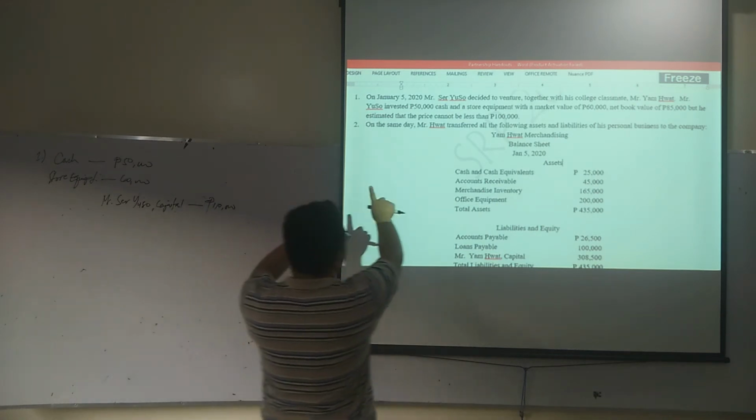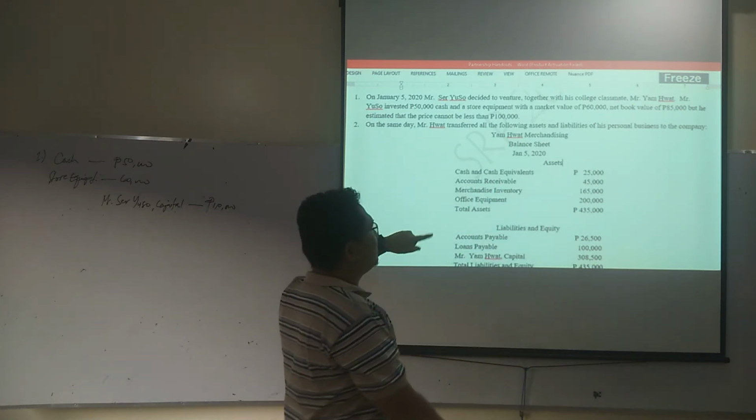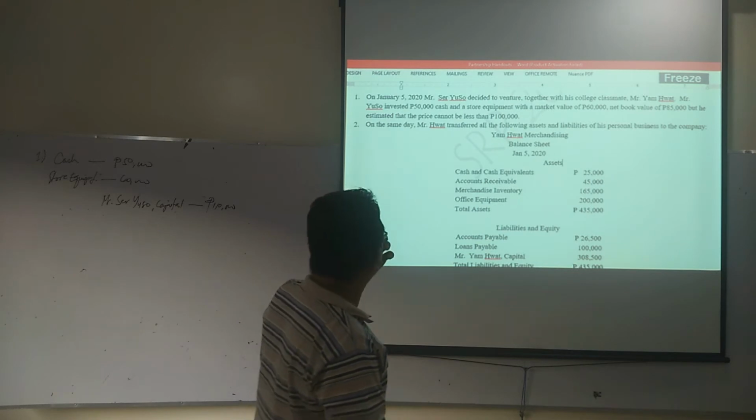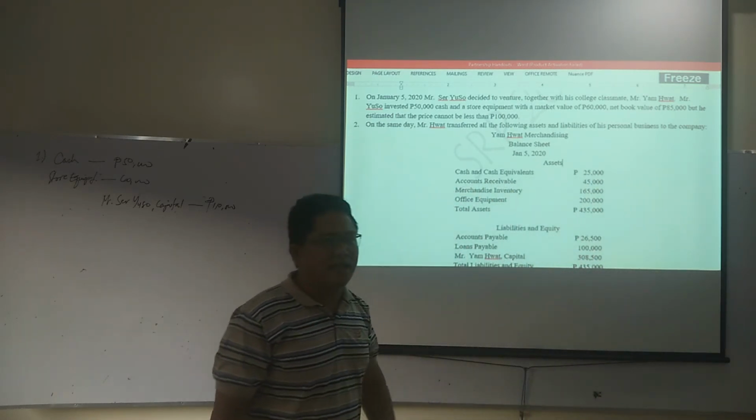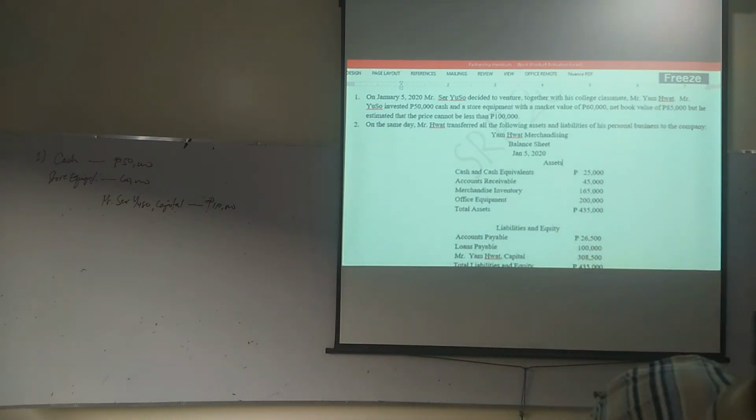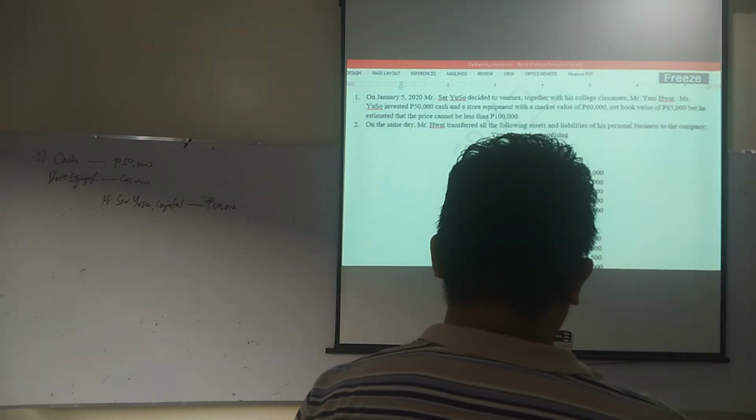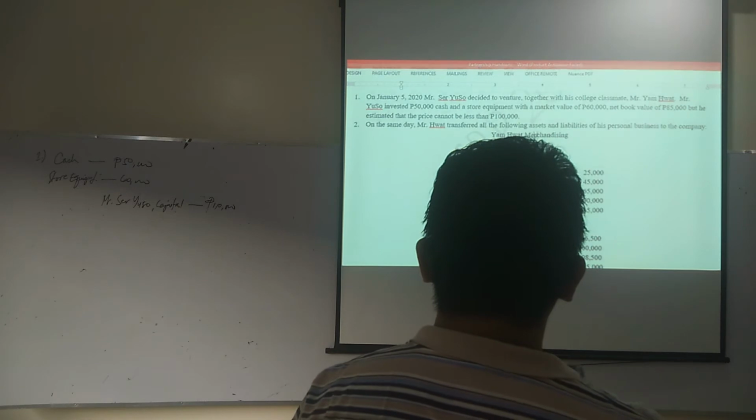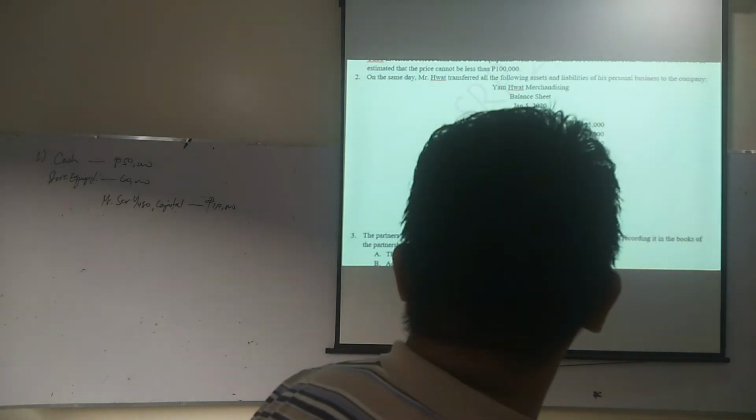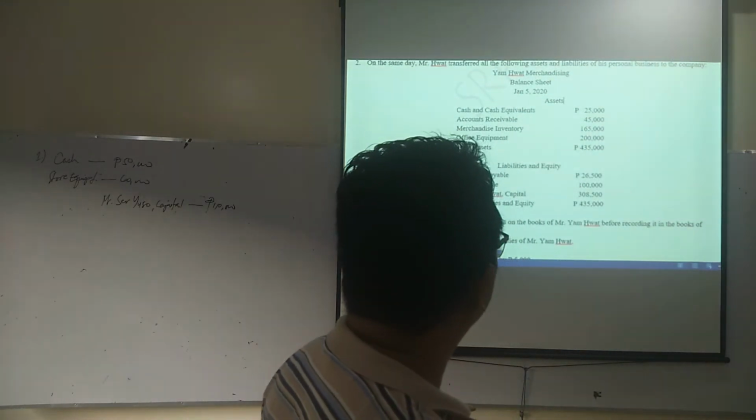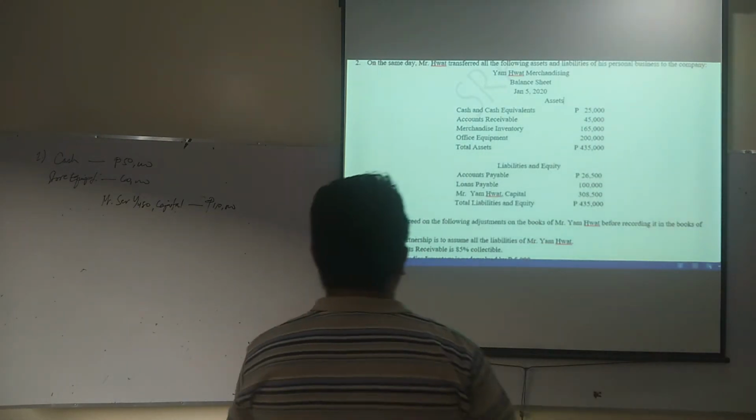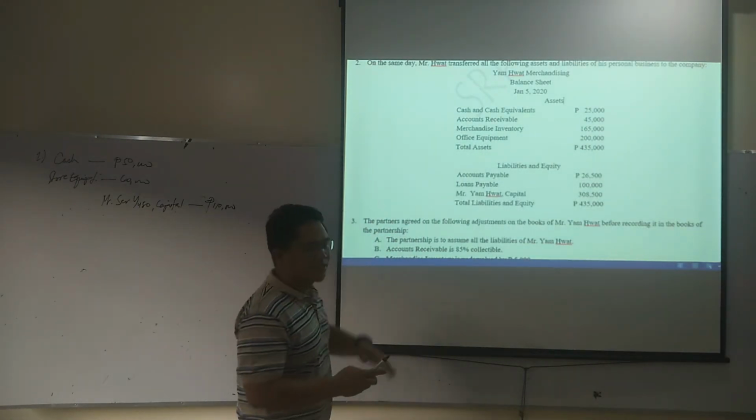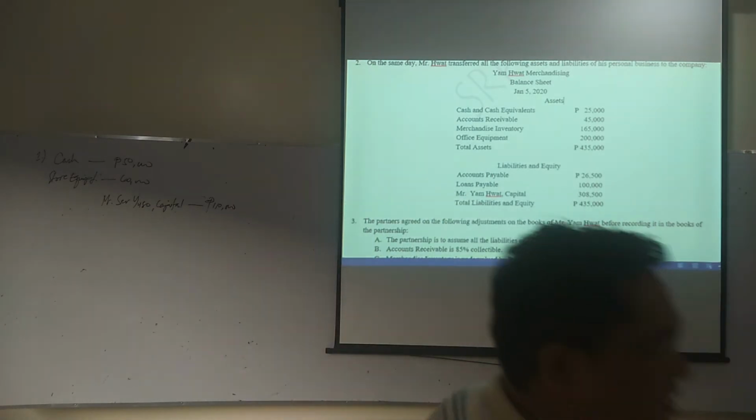So in this case, it's a new venturer and one existing business. On the same day, Mr. Watt transferred all of the following assets and liabilities of his personal business to the company. Let's check their agreement. Okay, here's the balance sheet of Mr. Watt. Here's the balance sheet, and here's the partnership agreement.